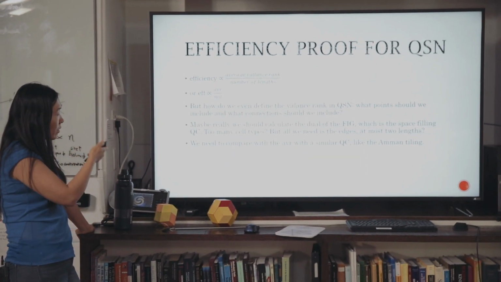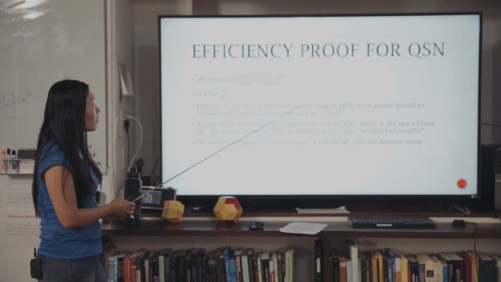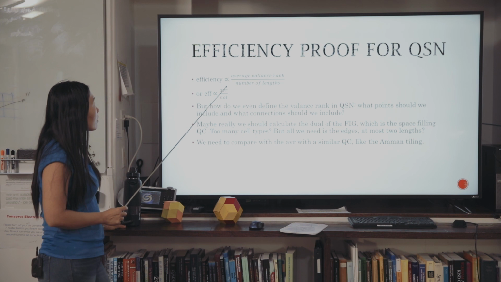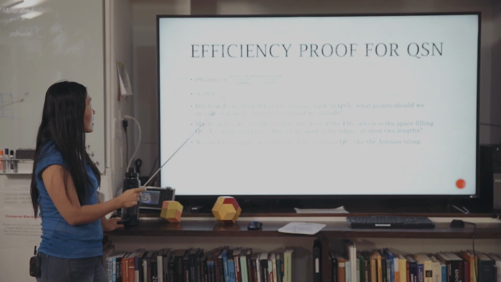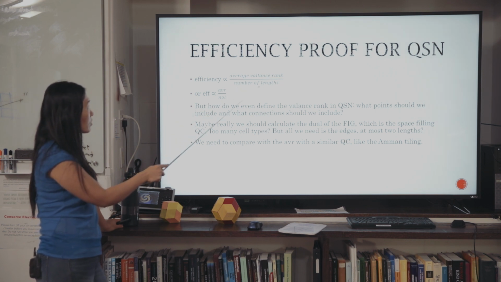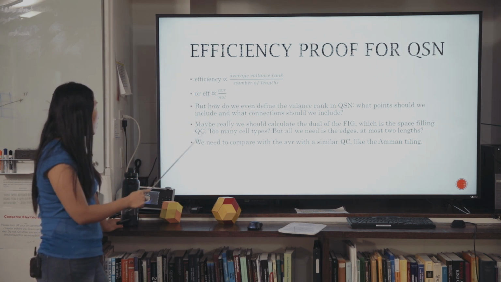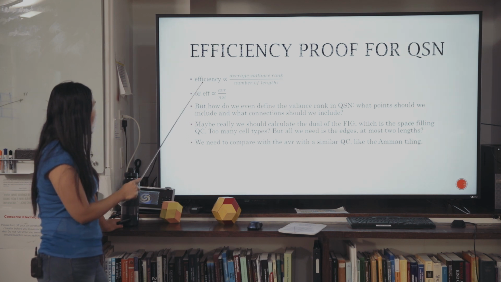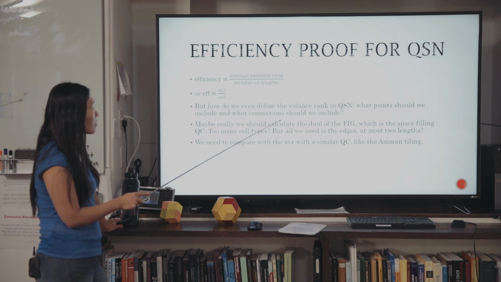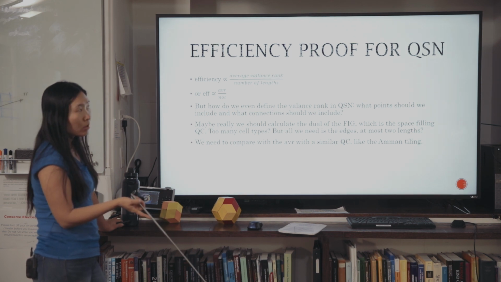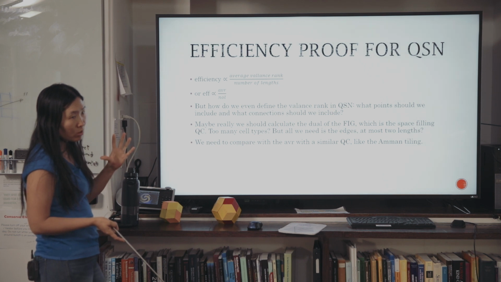Okay, so like I was saying, the whole purpose of working on the vertex types, the frequency and the empires, is for the efficiency proof of QSA. We have discussed that the efficiency should be proportional to the average valence rank, and inversely proportional to the number of lanes. I can simplify it like this, using fewer letters. But how do we even define the valence rank in QSA? What points should we include and what connections should we include? Ray calculated, for example, the valence rank, and he excluded the vertices that have only 1 or 2 tetrahedra connected to them, and then got a number.